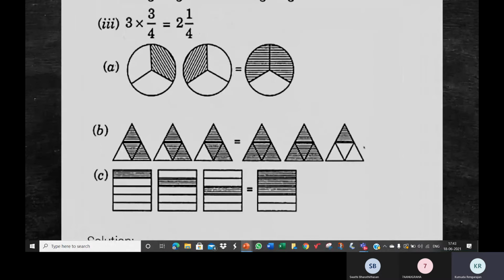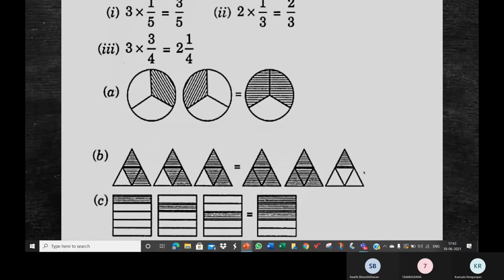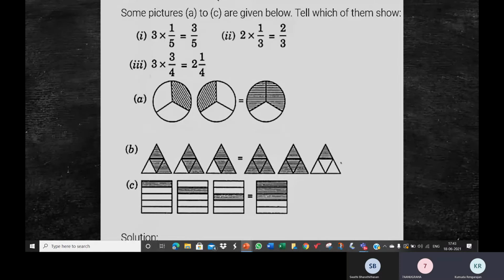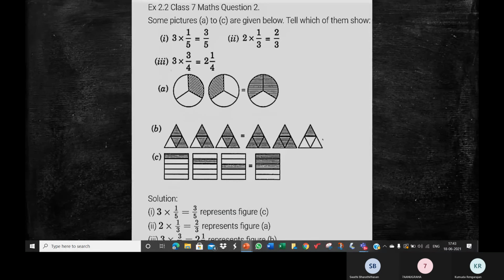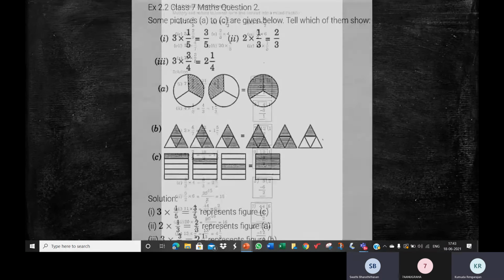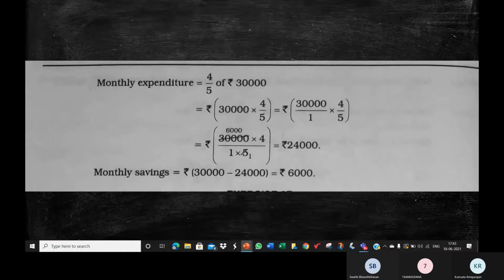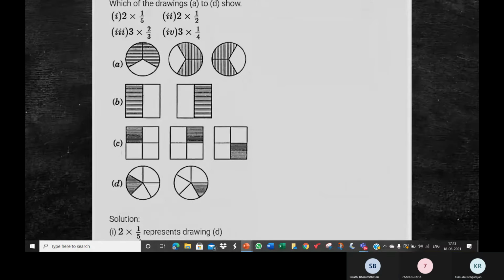You remember these? Yes, ma'am. Let's try. So Swati, tell me the first one. Ma'am, the first one is 2 into 1 by 5, ma'am. In a pictorial representation. So 2 into 1 by 5 is represented by which diagram? A, B, C, or D?